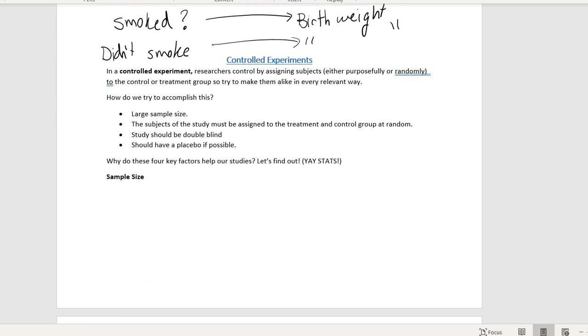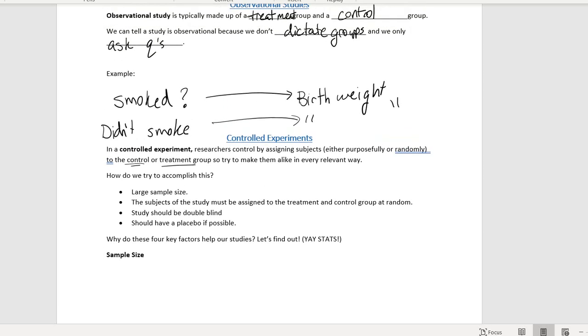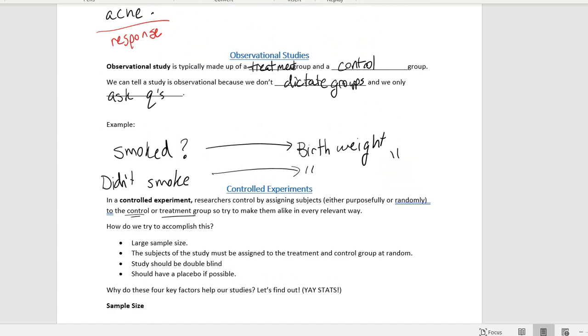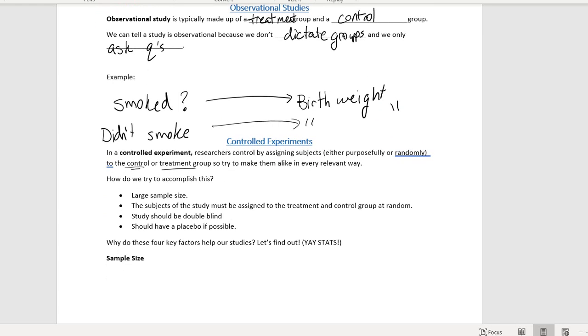Now the next experiment is called a controlled experiment. So in a controlled experiment, researchers actually control the assignments of subjects. They can do this purposefully or randomly, and they dictate who goes into the control group and who goes into the treatment group. So we still have two groups, control and treatment, like we did in observational. However, the difference is that researchers dictate who goes into what group.